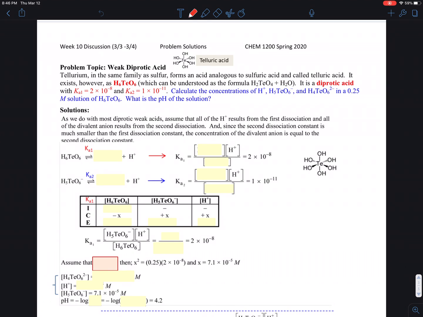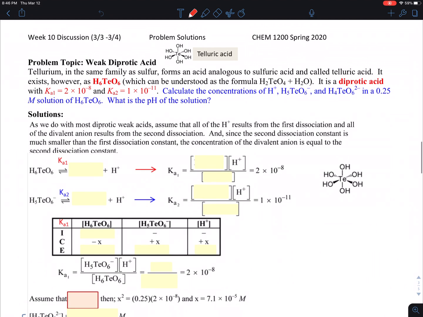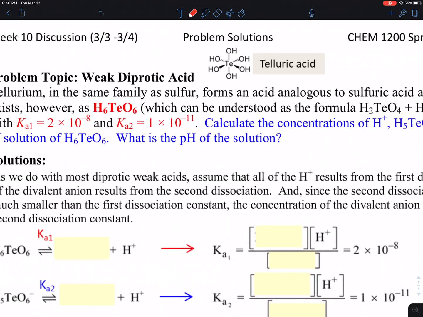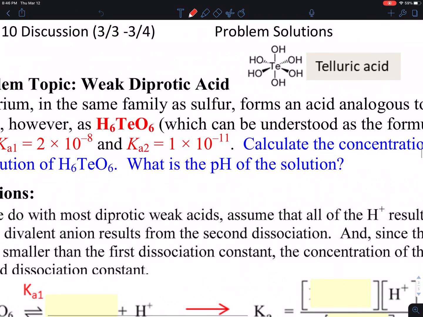Okay, so let's solve this problem of telluric acid, which is known to be a diprotic acid. Let me show you the telluric acid, whose structure looks like this. There are a lot of protons and you can lose them. The chemical structure is H6TeO6, but it's a tellurium atom connected by six OHs.